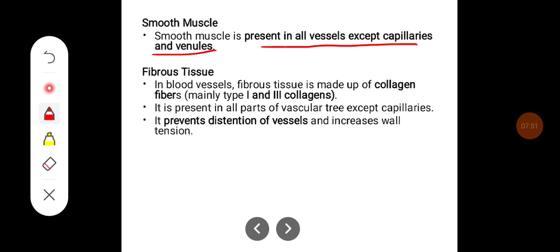Fibrous tissue present in the blood vessels. The fibrous tissue is made up of collagen fibers, mainly type 1 and type 3 collagen. It is present in all parts of the vascular tree except capillaries. It prevents distension of vessels and increases wall tension.